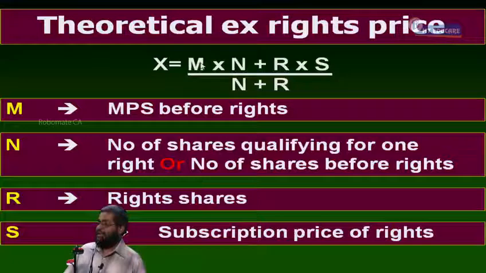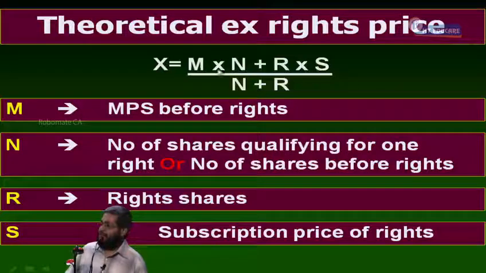Please tell me, M means what? Market price before rights. In our problem, what is the M? 4. N means what? Number of shares eligible for rights. How many shares? 3 shares. R means what? Right shares. How many right shares? 1 right share. S means what? Subscription price.